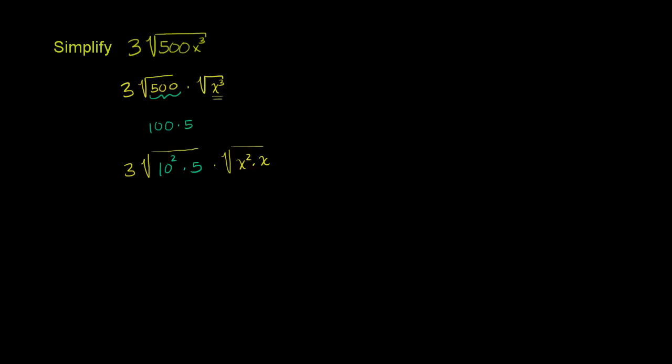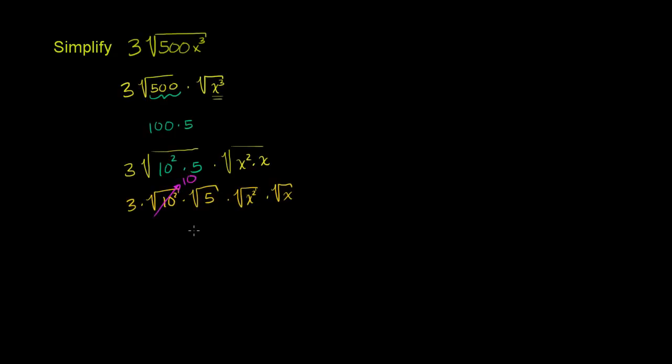This radical right here can be rewritten as 3 times the principal root of 10 squared times the square root of 5. If we take the square root of the product of two things, it's the same thing as taking the square root of each of them and then taking the product. And this over here is going to be times the principal root of x squared times the principal root of x. And the principal root of 10 squared is 10.